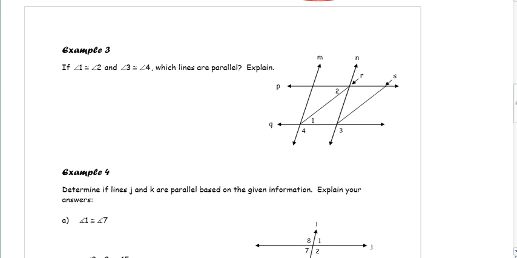If we look at another one of these, if we see that 1 and 2 are congruent, so let's mark that.